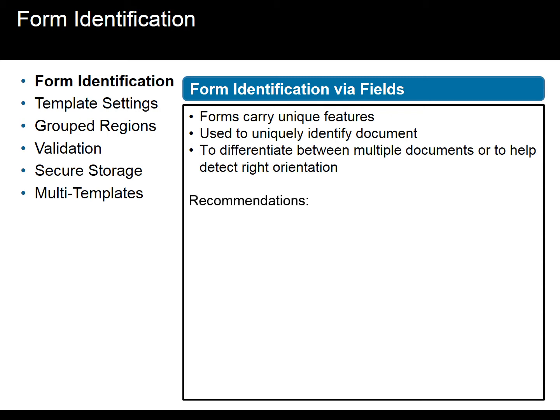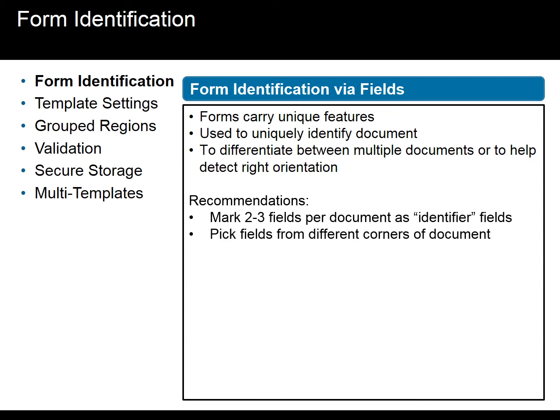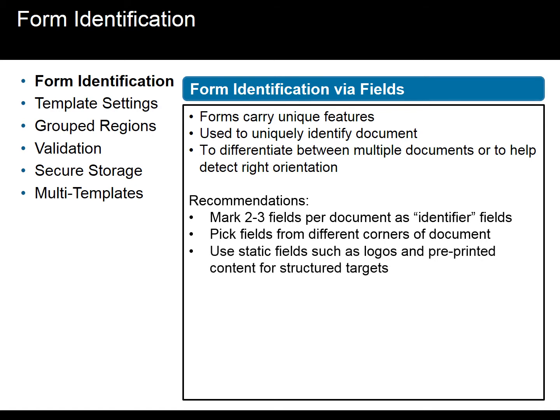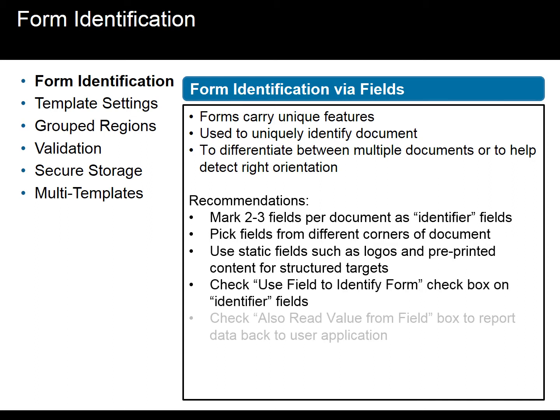It is recommended to mark 2 to 3 fields per document as identifier fields. Pick these fields from different corners of the document so they are spread out. Use static fields such as logos in pre-printed content for structured targets. Check the Use field to identify form checkbox on these identifier fields, and check the Also Read Value from Field box if you wish to report the data back to the user application. Not picking the identifier fields appropriately in the template might result in the document not being identified.